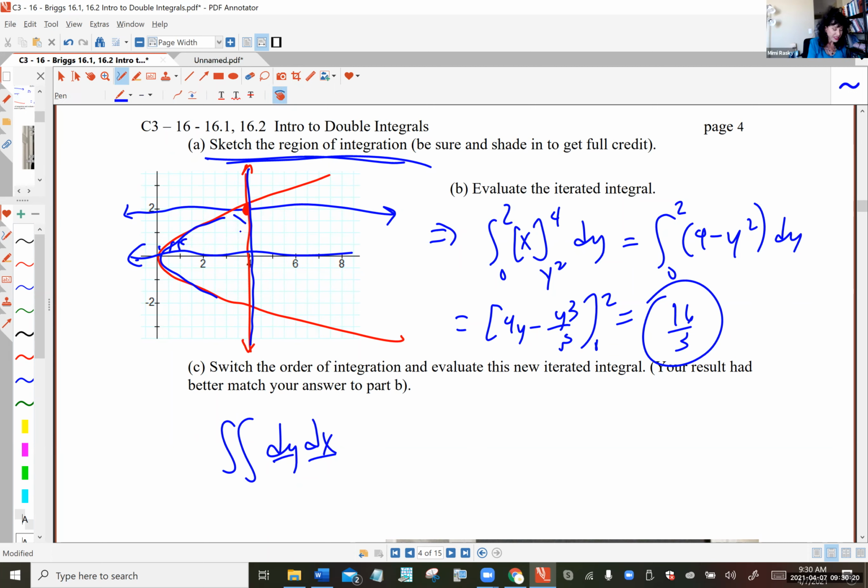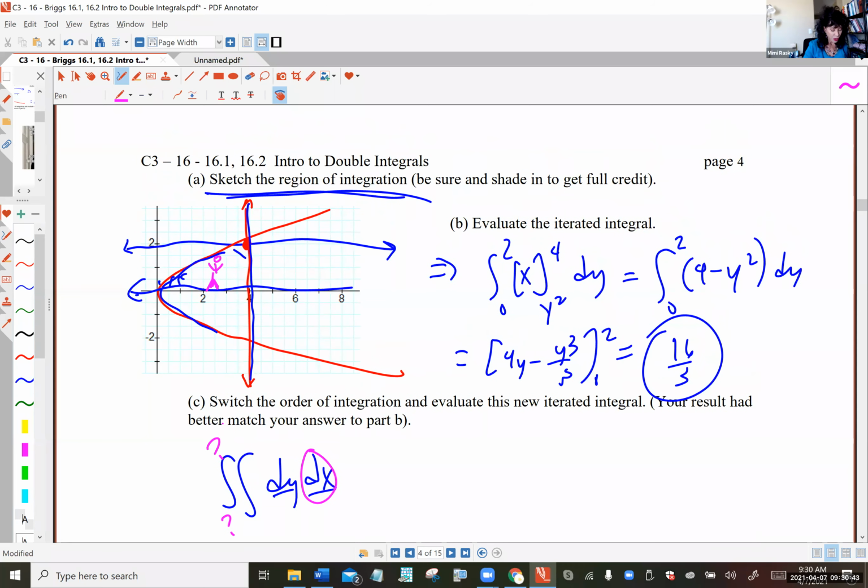Now, same region of integration, but the dy dx order is telling me, aha, I'm treating this as a vertically simple region. So I'm going to put my vertical cross section, my vertical man. Now, the outermost integral always has to have pure numbers. You don't have a choice. Like, oh, I want to put variables. Okay. No, you can't. So what do you put?